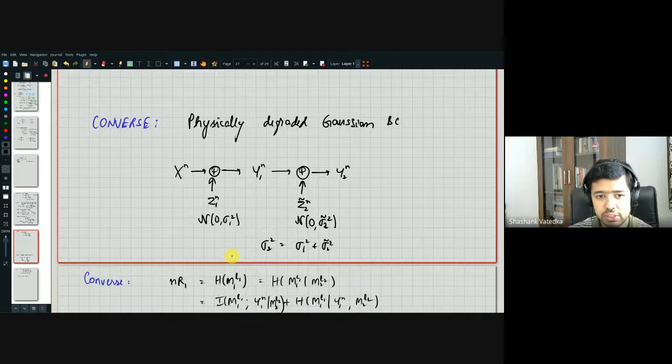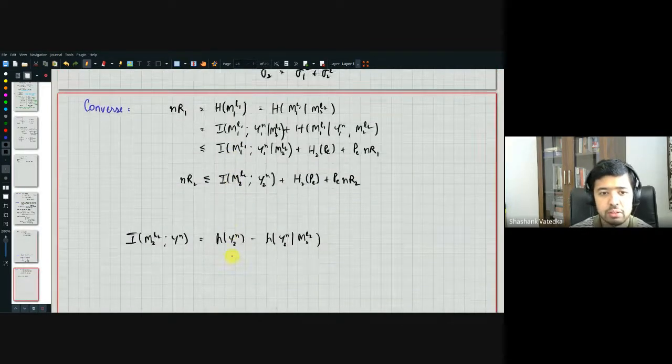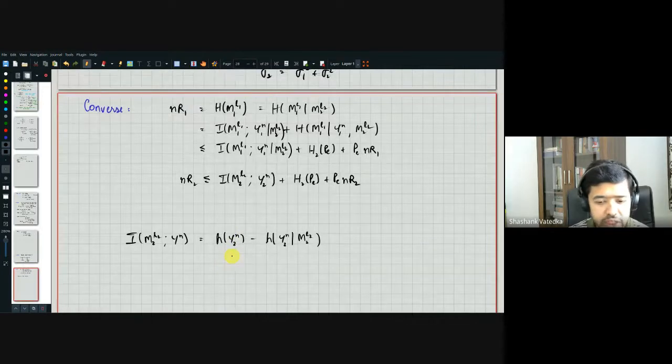So for this channel, let's try to derive an outer bound. The initial part, the technique that we will use, is essentially similar to what we did for the binary symmetric broadcast channel. So as always, we start with the entropy of the messages. nR1 is the entropy of the first message. You're transmitting nR1 information bits to user 1.